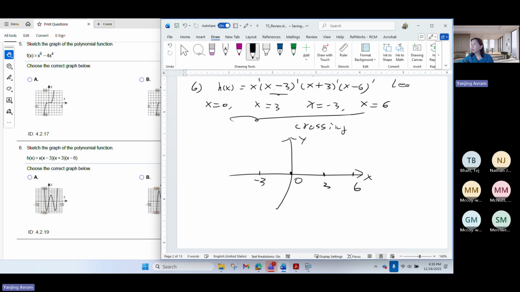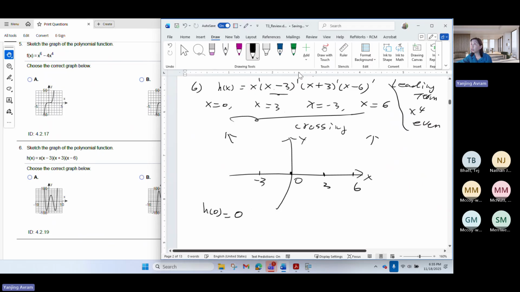What is my leading term? My leading term here will be x to the 4 power. x to the 4 power is an even power, so that means both ends are going to be facing up. In order to calculate this, I'm going to calculate h of 0, to see that h of 0 is also 0. So this is all crossing.